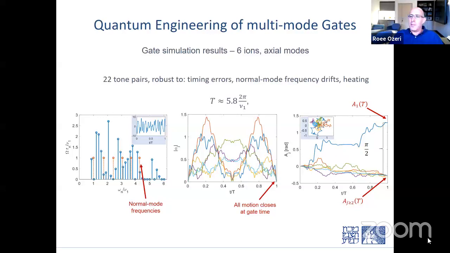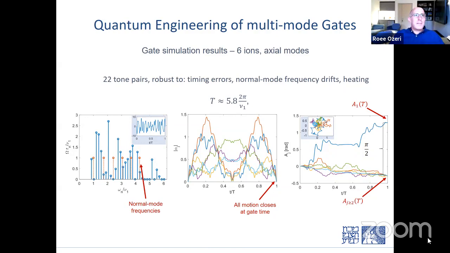Okay. Another question in this direction from John Bollinger. The question is, where are the advantages to do the multiplexing in frequency domain, so your multi-tone approach, compared to doing this in time, so time multiplexing?